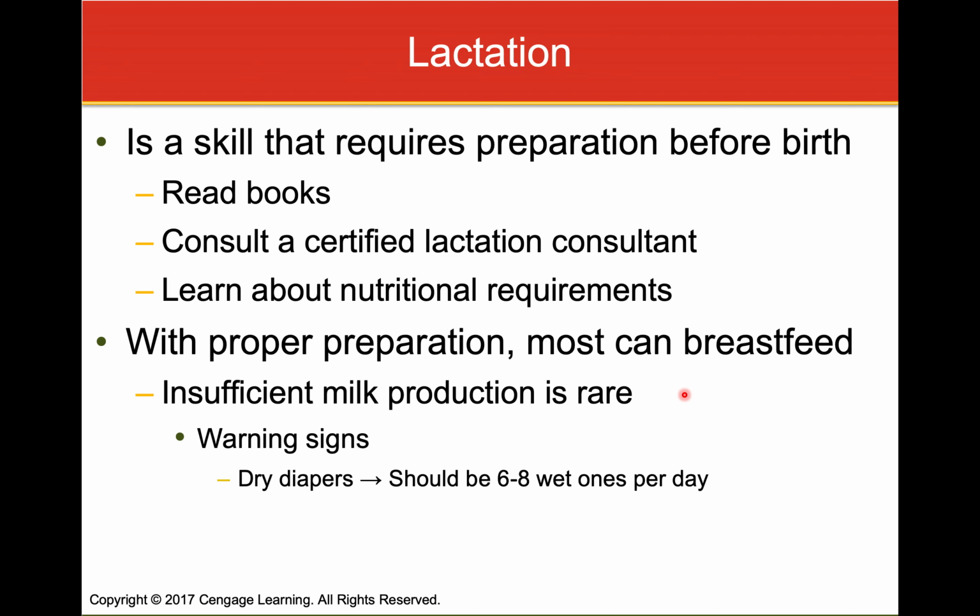With proper preparation, most women can breastfeed. Insufficient milk production is rare. There are warning signs though, and that would be dry diapers. With a healthy, well-nourished, well-hydrated infant, there should be wet diapers 6 to 8 times per day. And you check the diapers, right? Because with breastfeeding, you're not able to see exactly how much the baby is consuming. If it's latched onto a breast, it's not like a bottle where you can measure exactly how much they consume. If the child is latching onto the breast to breastfeed, they may be sucking but not getting much.